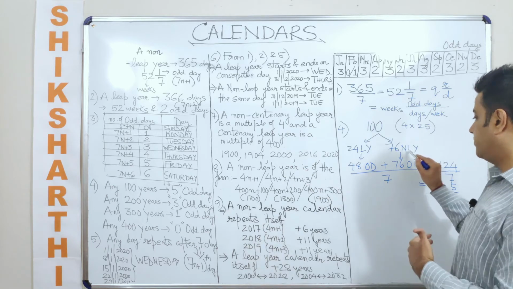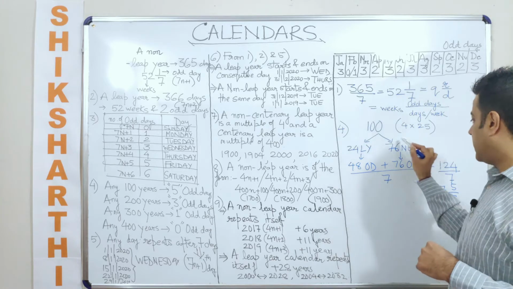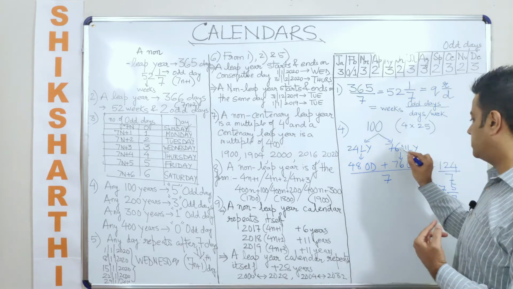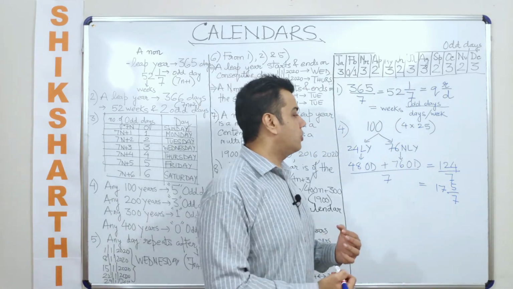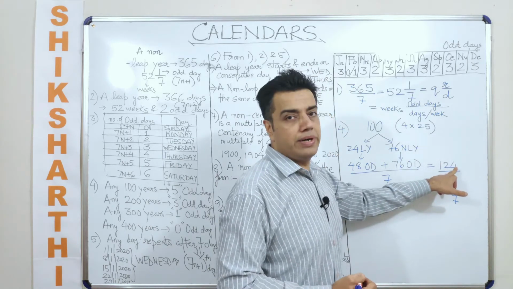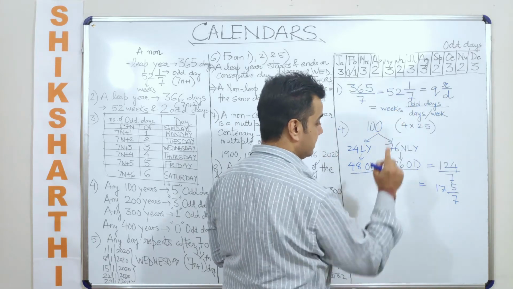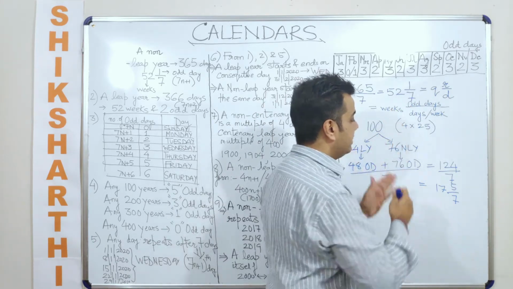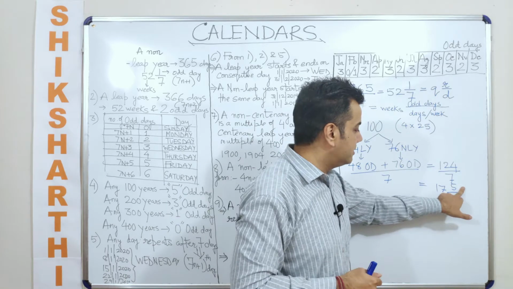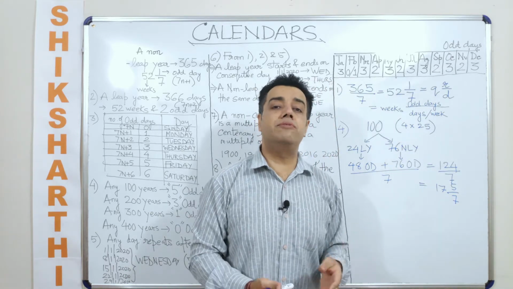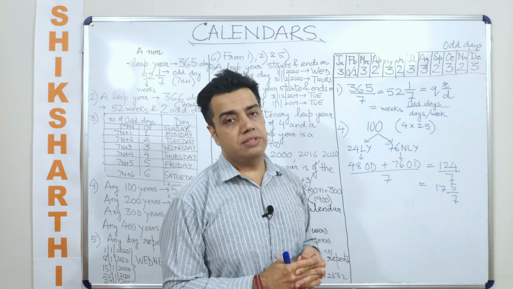We have already discussed that every leap year gives me 2 odd days, so 24 into 2 gives me 48 odd days, and every non-leap year gives me 1 odd day, so 1 into 76 gives me 76 odd days. Now when I add 76 odd days with 48 odd days, I get a total count of 124, divided by 7, which gives me how much? In any 100 years, I'll get 17 weeks and 5 odd days. Why am I dividing it by 7? Because every week has 7 days, right? I hope this is understood.